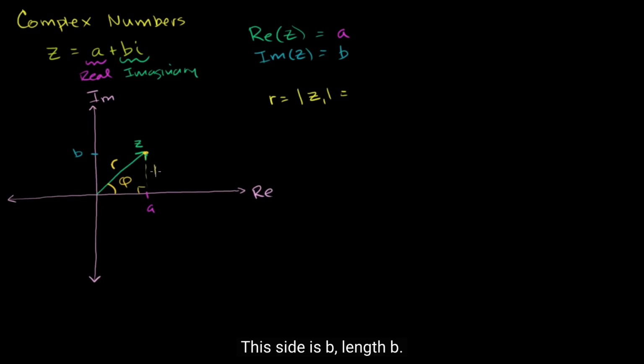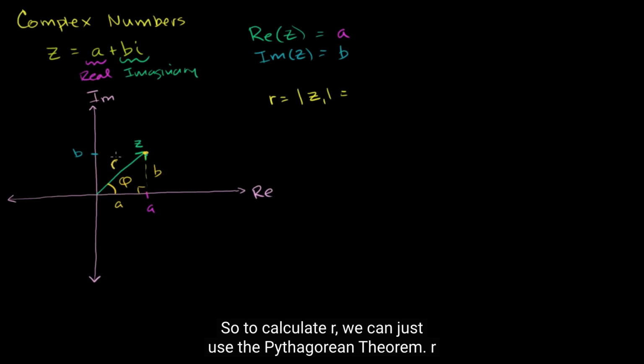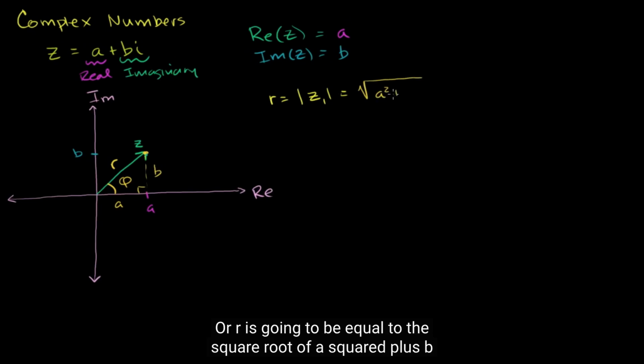This side is b, length b. The base right here has length a. So to calculate r, we could just use the Pythagorean Theorem. R squared is going to be equal to a squared plus b squared, or r is going to be equal to the square root of a squared plus b squared.